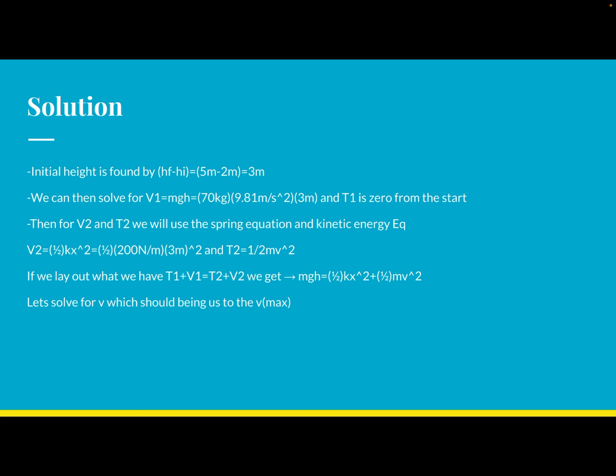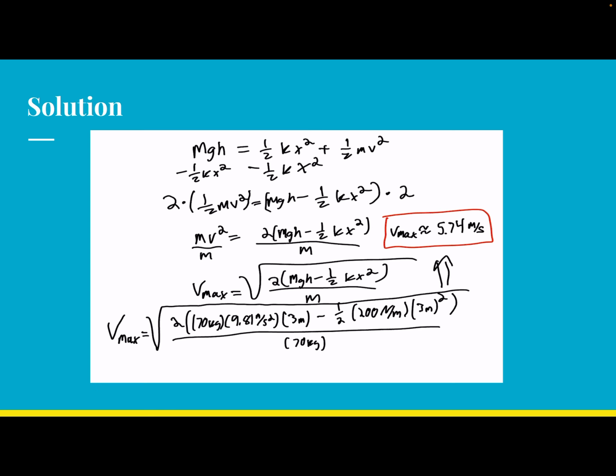To lay out all the equations that we've written out, from T1 plus V1 equals T2 plus V2, we get mgh equals 1/2 kx squared plus 1/2 mv squared. So now we have left to solve for Vmax. By moving around the equation and doing algebra, we get that the Vmax is roughly 5.74 meters squared. Thank you.